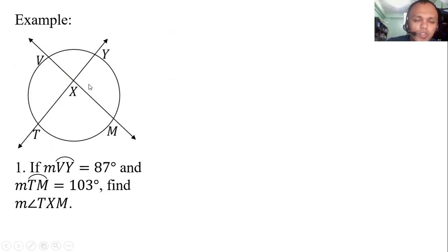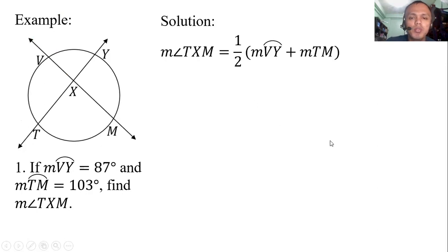Here, different figure tayo. If measure of arc VY is 87 degrees and measure of arc TM is 103 degrees, find the measure of angle TXM. So here, yung VY natin at saka yung arc TM are the intercepted arcs of TXM. Therefore, we can use this formula. Measure of angle TXM is equal to half of the measure of arc VY plus measure of arc TM. Now, substitute natin yung VY natin to 87, yung TM natin is 103.